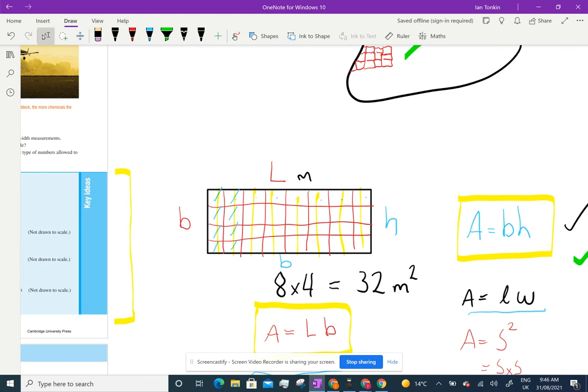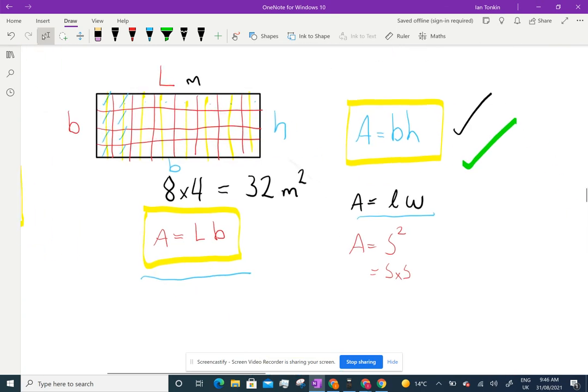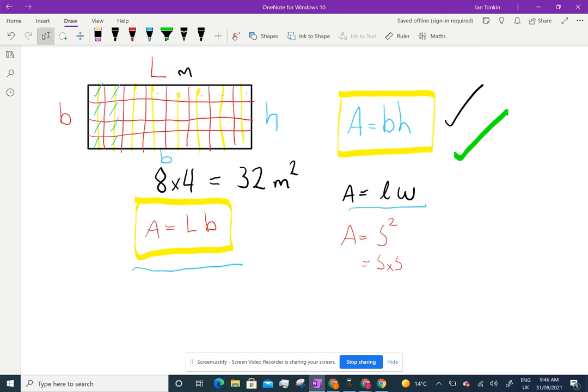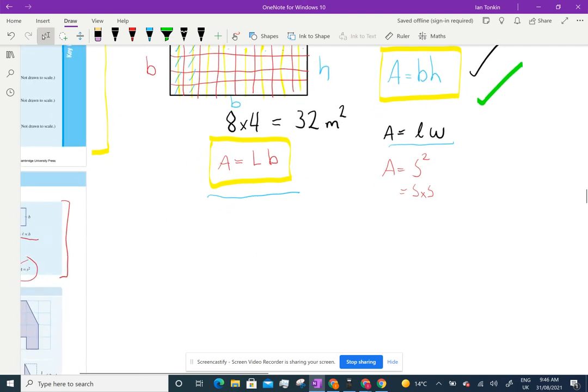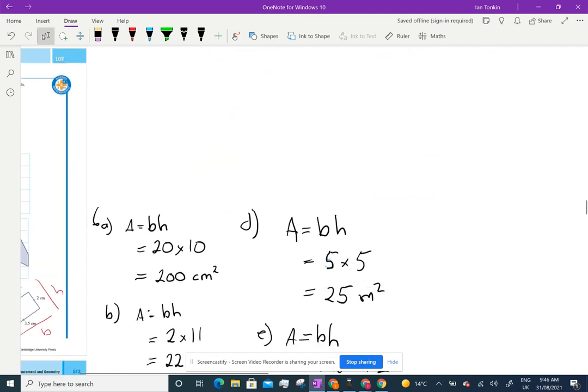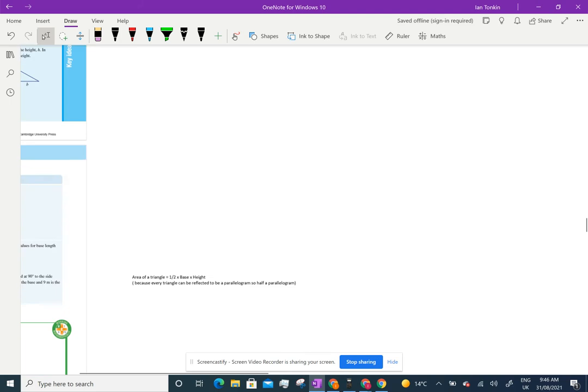So for a rectangle, because it has a right angle and it's straight up, we can quickly make it into rows and columns and just go one side times the other. And remember, there are lots of formulas you can use. The textbook does area equals length times breadth. Some other textbooks do length times width, but I think it's easier to use base times height. And that's only because we can then use the same formula for a parallelogram. So there's our questions on rectangles.